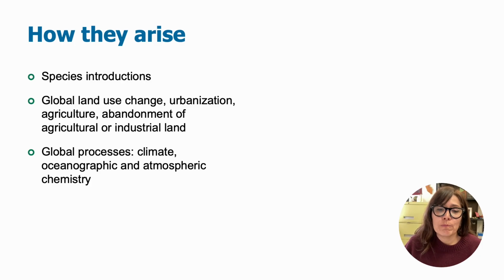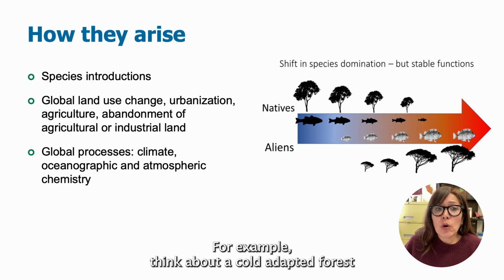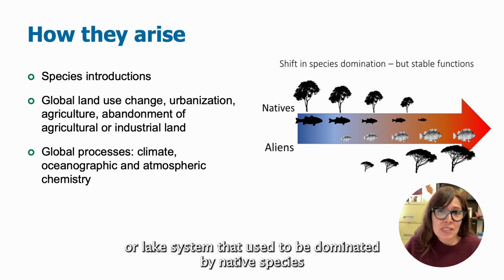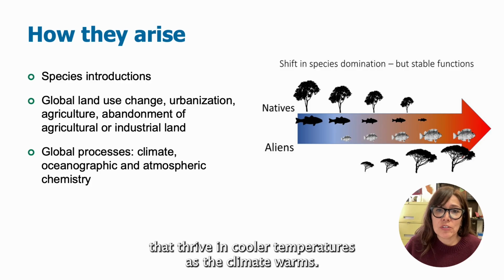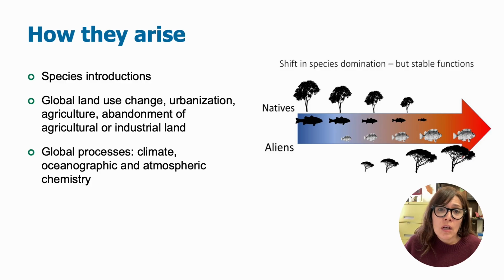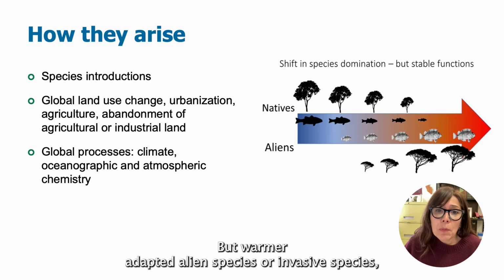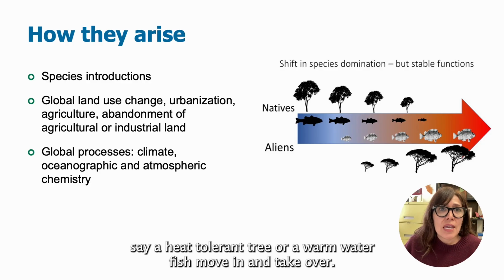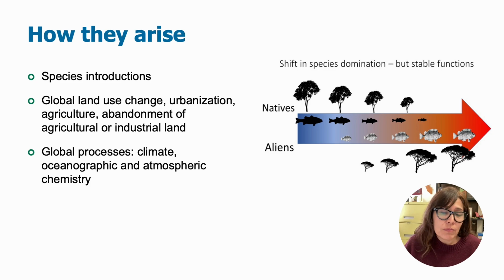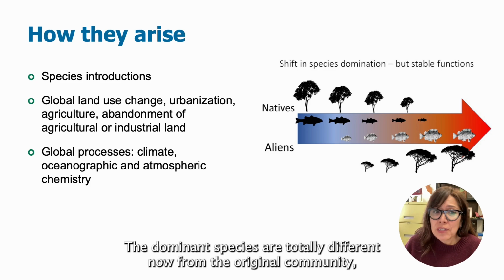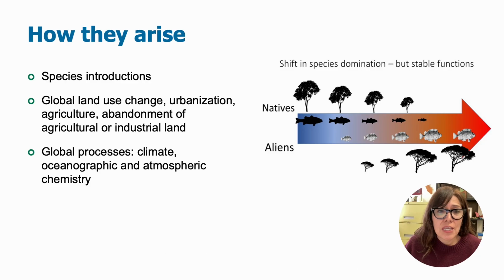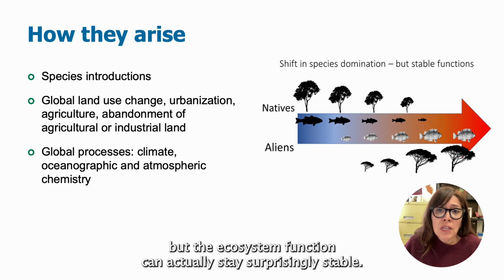For example, think about a cold-adapted forest or lake system that used to be dominated by native species that thrive in cooler temperatures. As the climate warms, those native species start to decline, but warmer-adapted alien or invasive species, say a heat-tolerant tree and a warm water fish, move in and take over. The dominant species are totally different now from the original community, but the ecosystem function can actually stay surprisingly stable.